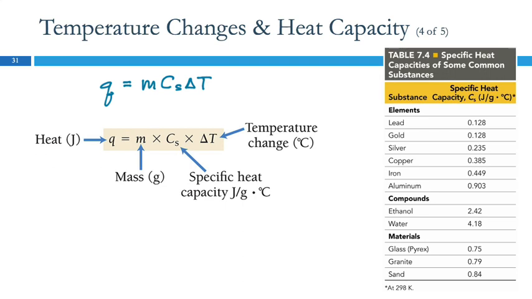So if we look at what's happening with the units, we've got the mass in grams times the specific heat capacity. So that's joules divided by grams and degrees Celsius multiplied by degrees Celsius. The grams cancel out, the degrees Celsius cancel out, and that's equal to joules.